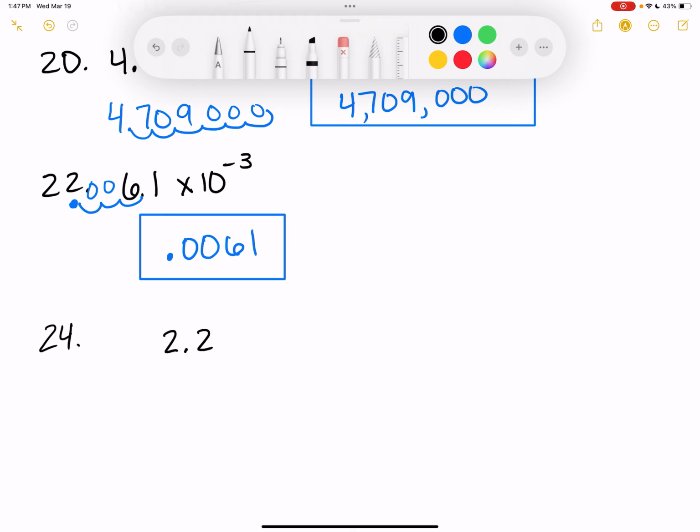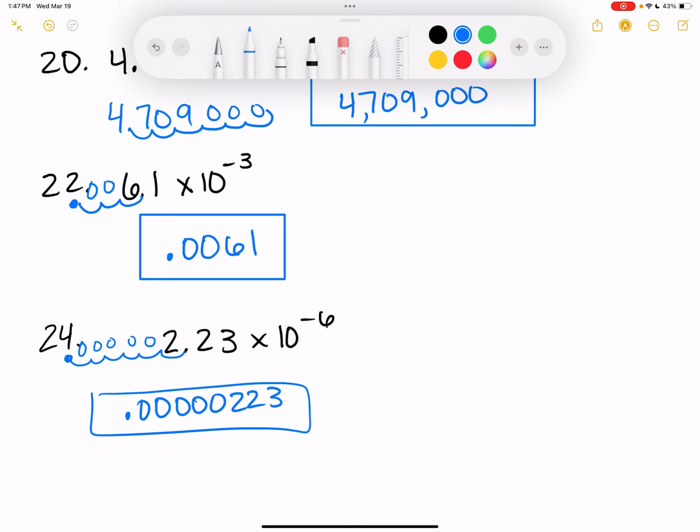We don't like this: 2.23 times 10 to the negative 6. What do I have to do with this one? Decimal back 6, to the left 6. So 1, 2, 3, 4, 5, 6. Put that decimal. I'm going to fill in the zeros that we're missing. So this is 0.00000223.